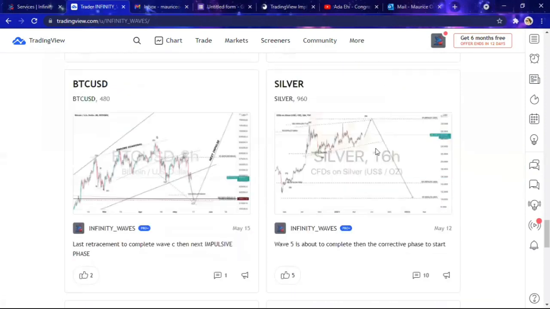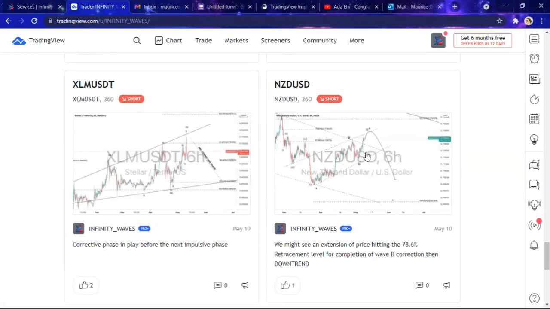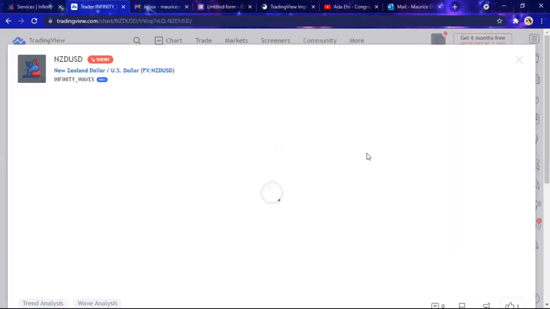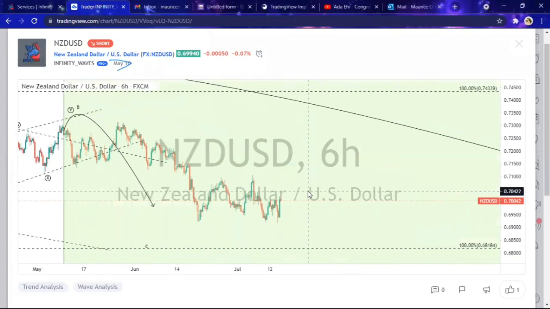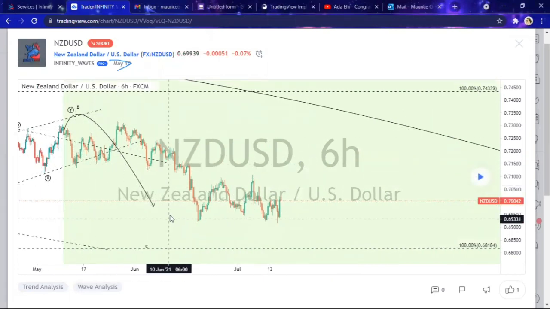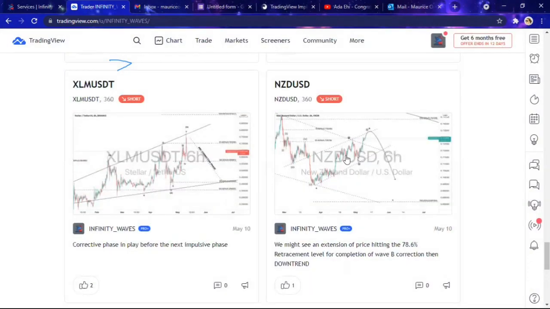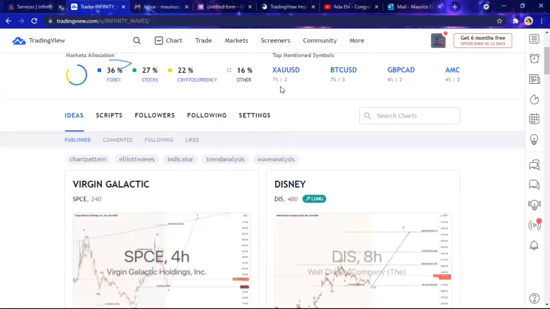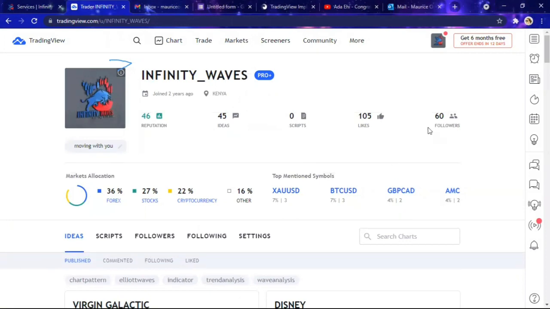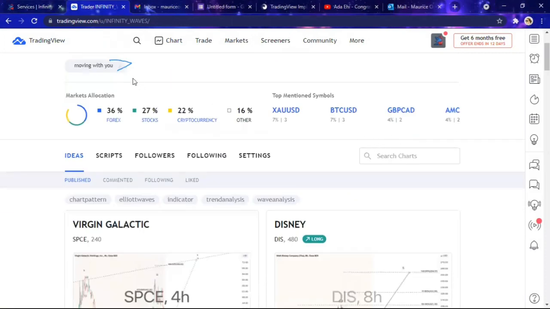If you go back to our TradingView account, you can see our analysis. This was the New Zealand dollar, US dollar. This is how we did analysis on May 10th. This is how it went. If we press here, you see how this move came down. So it just followed analysis down here. So we normally post our charts on our TradingView account. You can join it and follow the account for more trades.